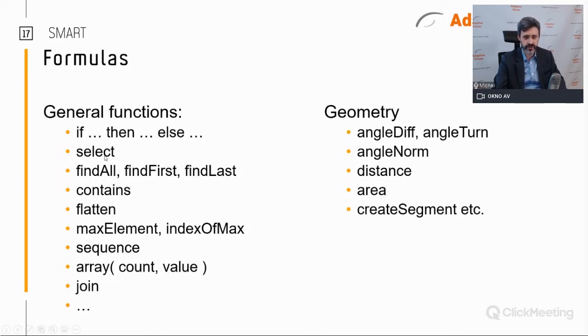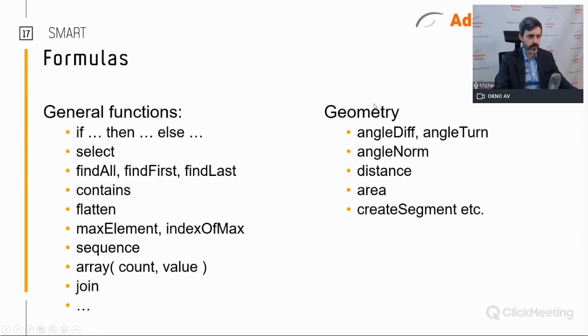You have the select function, which is like the classification tool for finding elements: find all, find first, checking if an array contains some element. Flattening is bringing a multi-dimensional array to a one-dimensional array. Finding maximal elements: index of max is the finding of the index of the element, and this is the actual element. Creating a sequence of numbers, creating arrays, joining arrays.